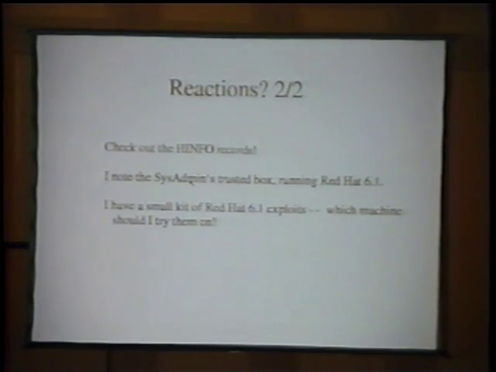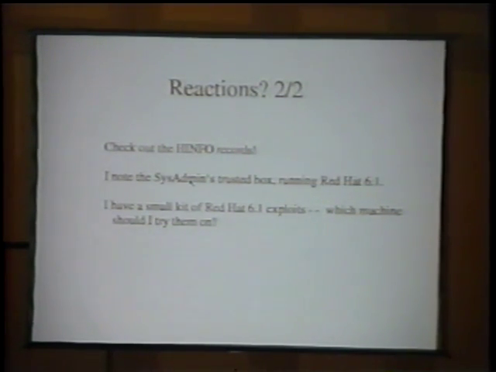Okay, what else was in there? We saw HINFO records. Remember, we saw records that said the sysadmin's trusted box was running Red Hat 6.1. On this laptop here, in my personal stash, I keep a bunch of Red Hat 6.1 exploits. I mean, I have a bunch of Red Hat 6.0 exploits, 6.1, 6.2. It's all sorted by distribution and architecture. A lot of people who are compromising systems also have the same kind of toolkit, possibly on a CD-ROM.